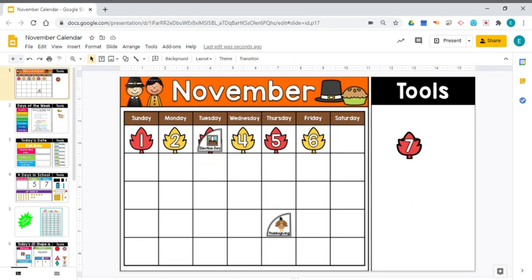And do you notice any patterns that you see on the calendar? Like red, yellow, red, yellow, red, yellow.